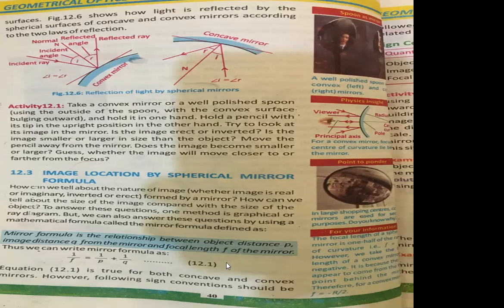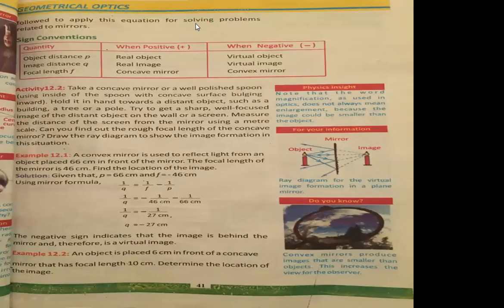Equation 12.1, 1 over f is equal to 1 over p plus 1 over q, is true for both concave and convex mirror. However, the following sign convention should be followed to apply this equation for solving problems related to mirrors. The formula is the same whether it is a concave or convex mirror, but there will be a sign convention: the focal length, object distance, or image distance will be positive or negative. It depends on what mirror we are using.